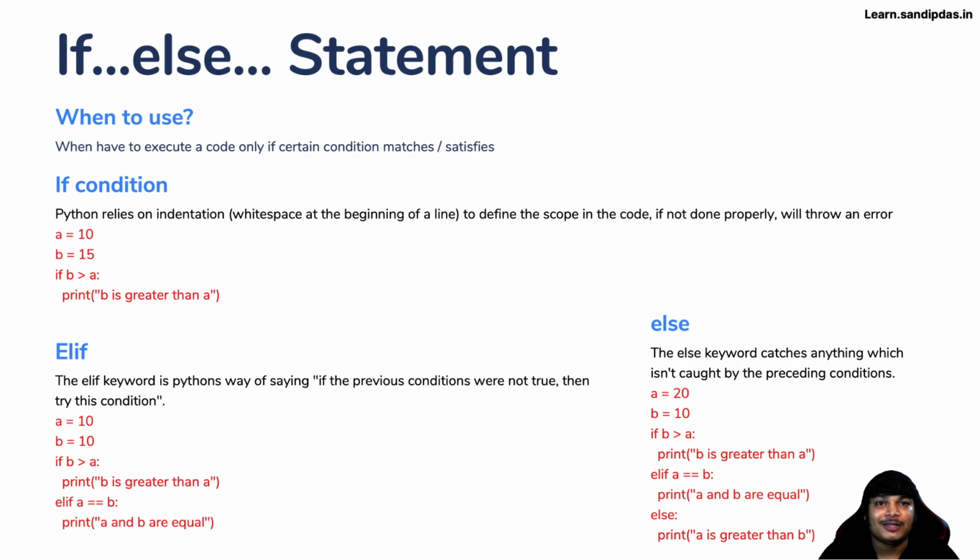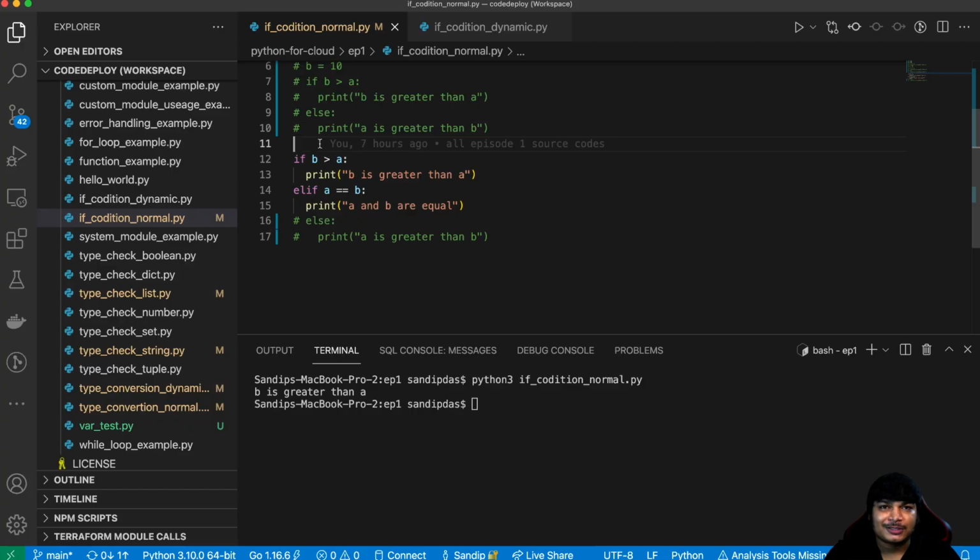Now let's learn about the else if keyword. The else if keyword in Python is a way of saying: if the previous condition doesn't match, then try this condition. You can see in the example a is equal to 10, b is equal to 10. If b greater than a, then print b is bigger than a. Else if a equal b, then print a and b are equal. So let's try to run that. Now let's understand the code here.